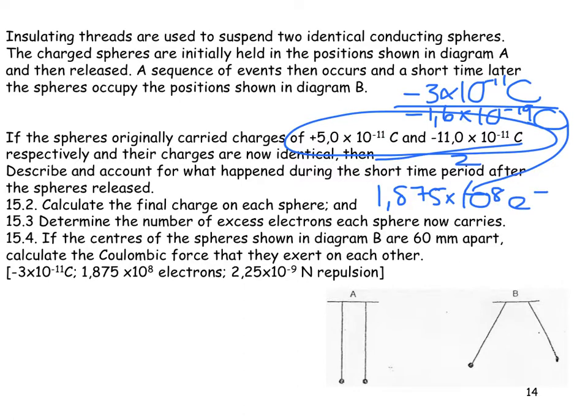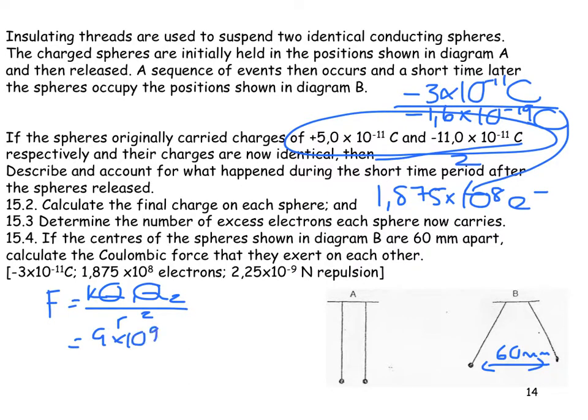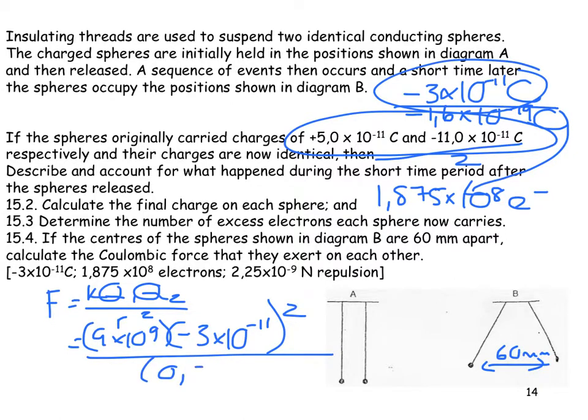And then if the centers of the spheres are now 60 millimeters apart, what is the coulombic force? So it's F is equal to K Q1 Q2 over R squared, 9 times 10 to the 9. I've got the new charge on each one, so it's negative 3 times 10 to the negative 11, negative 3 times 10 to the negative 11, so I can just square that. The distance between them is 60 millimeters. I better convert that to meters and then square it, and my answer turns out to be 2,25 times 10 to the negative 9 newtons. They are now repulsion.